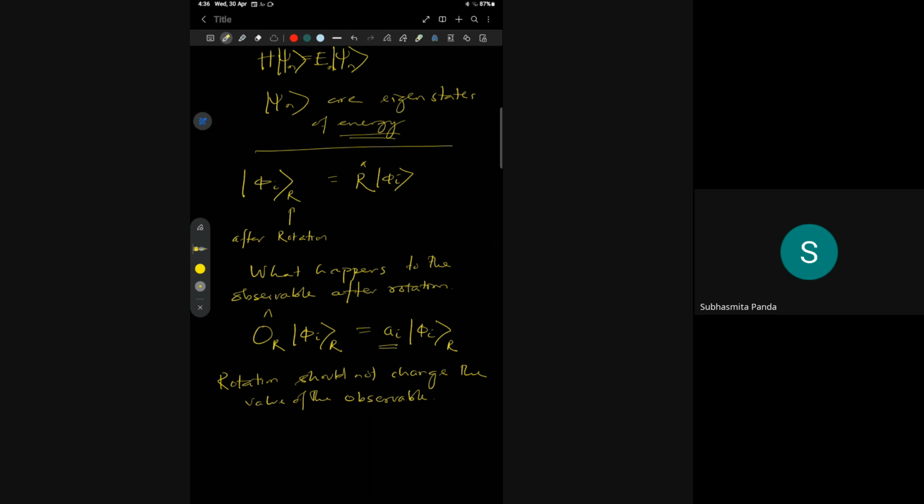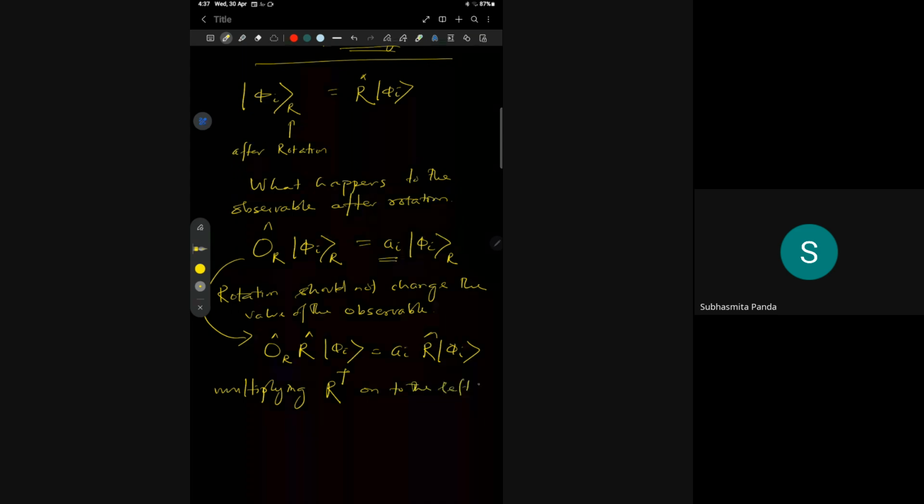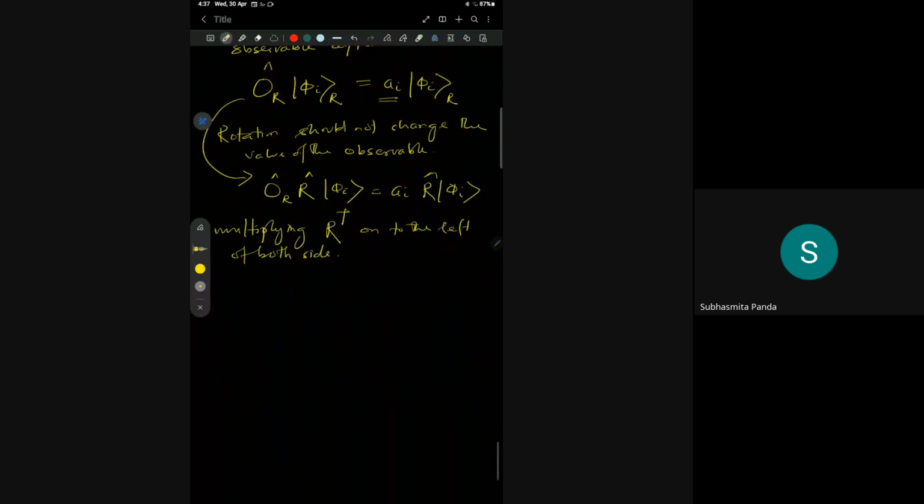So if I write this equation in terms of operator R, that will be O R. Now phi I R will be equal to R phi I, so O R R phi I is equal to A I R phi I. If we multiply R dagger on both sides, multiplying R dagger onto the left of both sides, what exactly will we get?